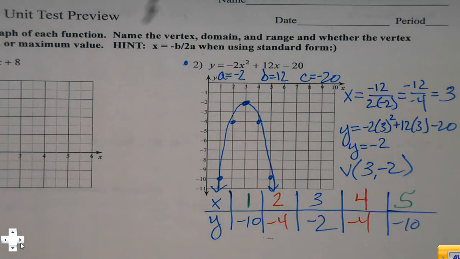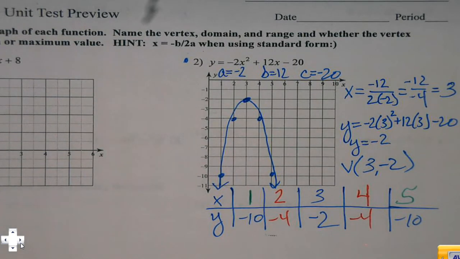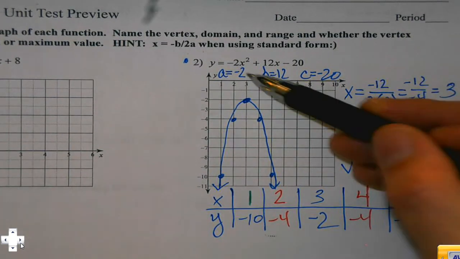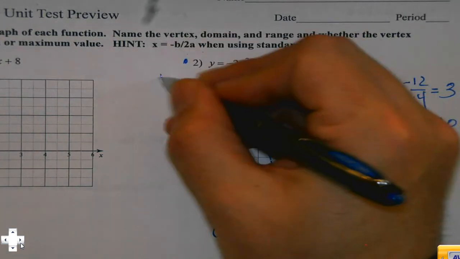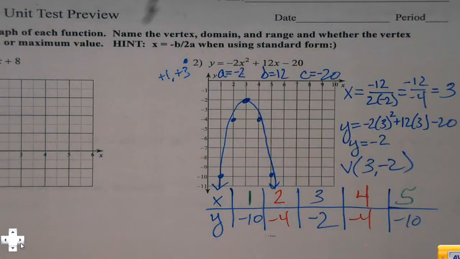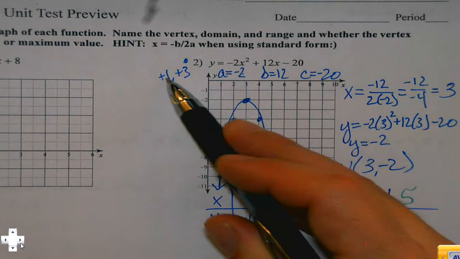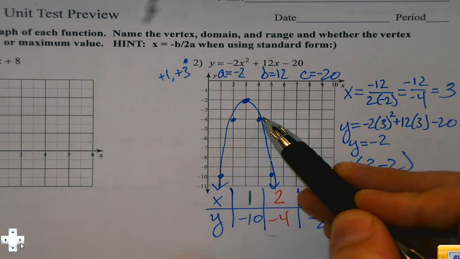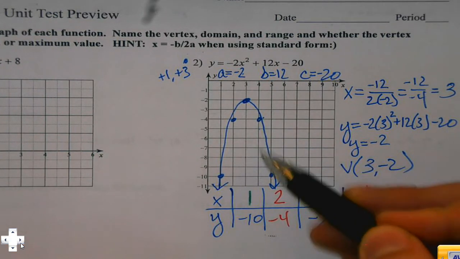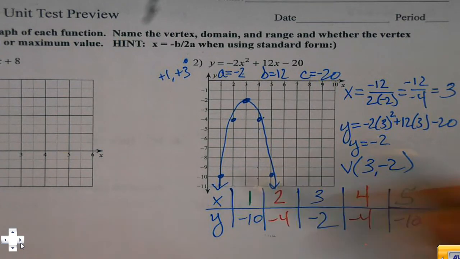Now, if you want a method that goes a little bit quicker, that's fine. Remember, whenever I see my A value, that's kind of my air quote slope. We've talked before about the plus 1, plus 3 pattern, but you'd multiply it by any A, so 1 times negative 2 would be negative 2. You go down 2 and over 1 in each direction. Then 3 times negative 2 is negative 6, so I'd go down 6 and over 1 in each direction.